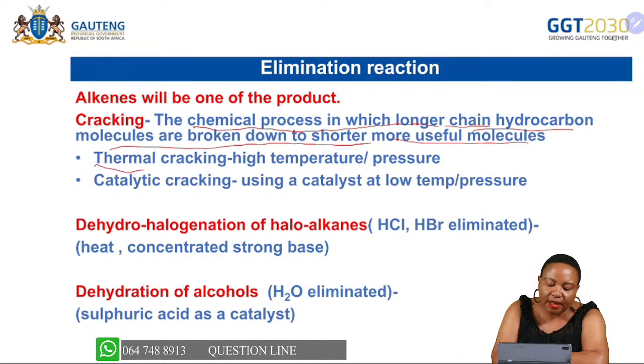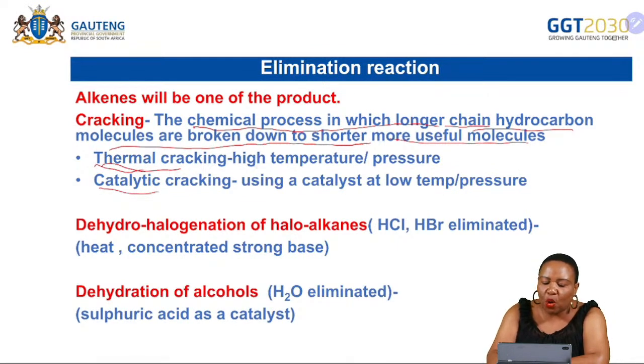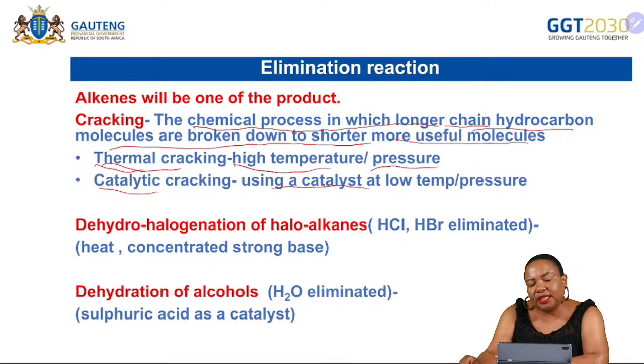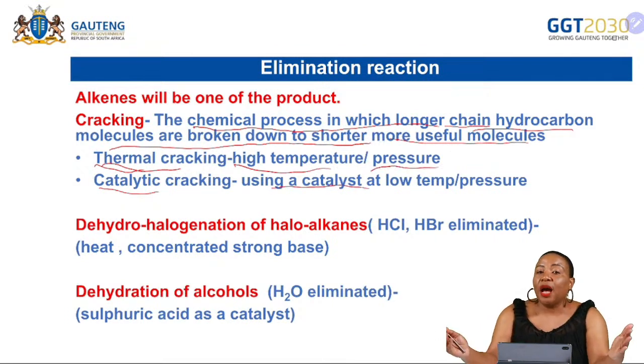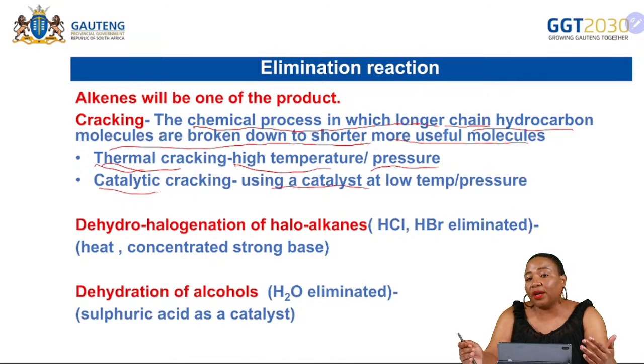We have two types of cracking: thermal cracking and catalytic cracking. In thermal cracking, we are going to use high temperature and pressure. In catalytic cracking, we are going to use a catalyst. So we are going to take long chain alkanes, because the cracking that we are going to do is only for alkanes. We don't do cracking for other homologous series, but we will only concentrate on the cracking of alkanes. So we are going to take long alkanes, whereby they will form small useful alkenes and alkanes.